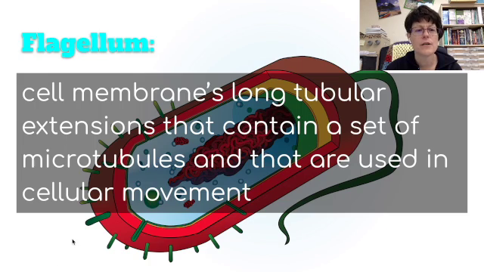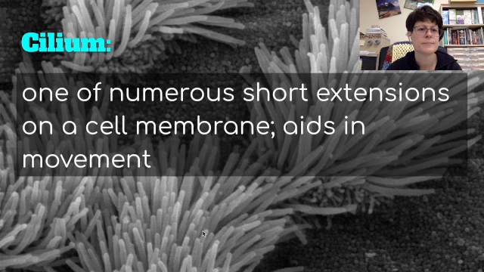Now, speaking of movement, there are also a flagellum, or flagella would be plural, flagellum is singular. These are cell membranes' long tubular extensions that contain a set of microtubules and are used in cellular movement. So here are some microtubules. There's a pair of those, and they form like a whip-like tail, which can help this cell, this looks like a bacterial cell, to move. And actually, on the outside of this cell is another type of covering called a capsule.